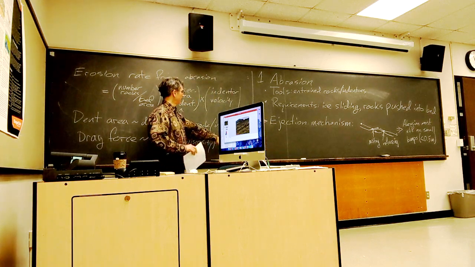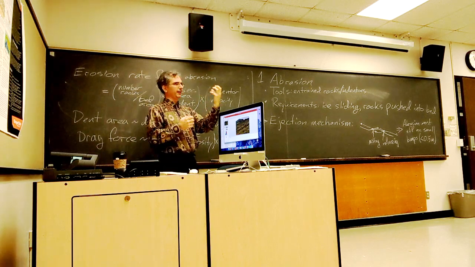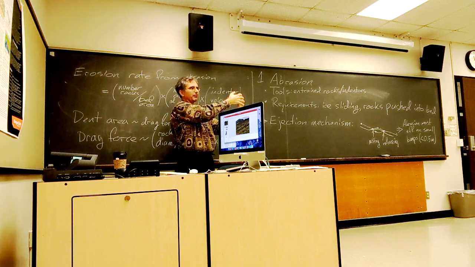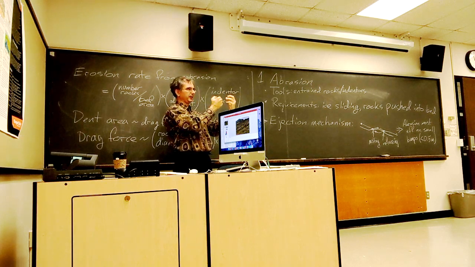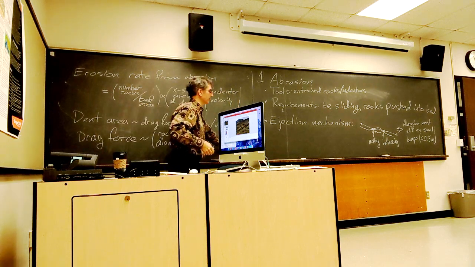That is, picture this now. If I've got a grain in the ice and the ice is essentially flowing past that grain, it's giving it some drag force with which it's digging into the rock, but how fast that ice is moving past that rock is what I mean by this relative ice velocity.